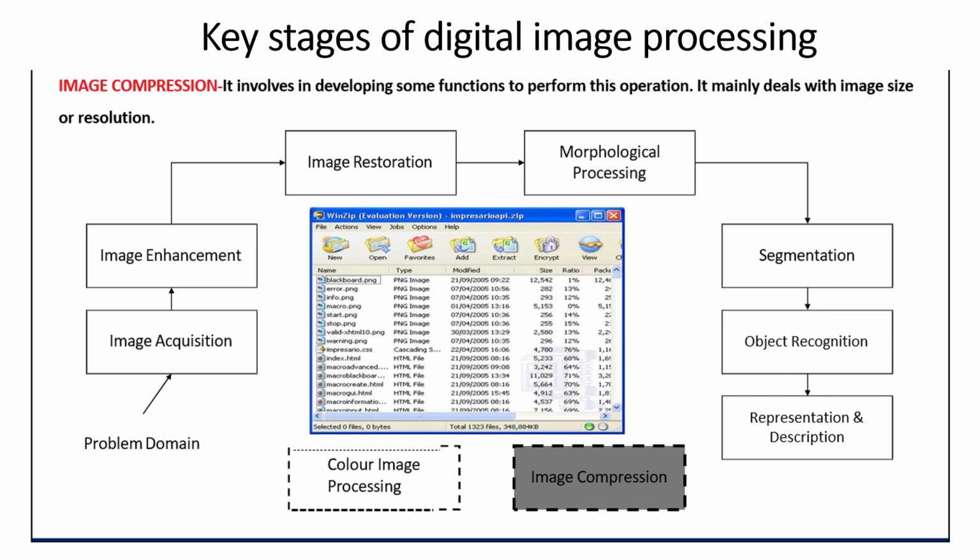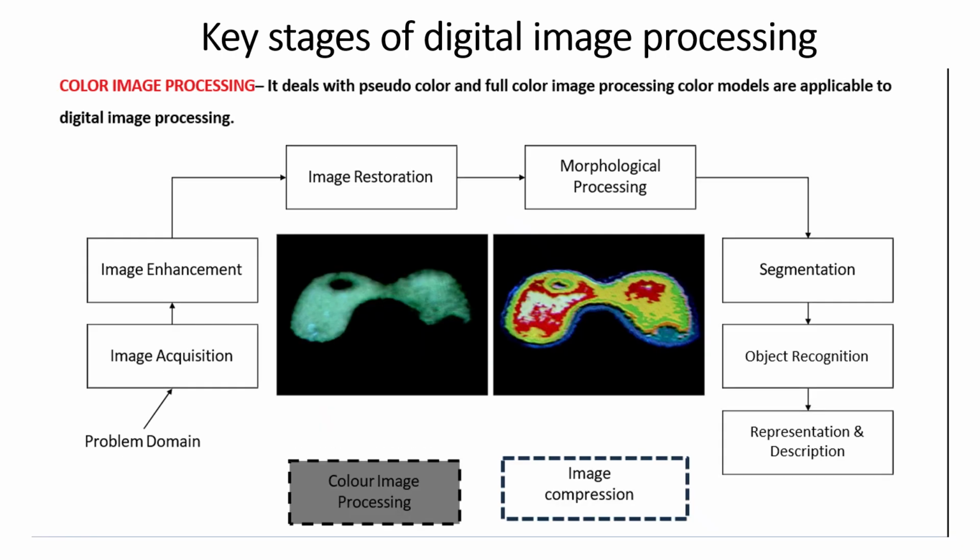Next comes image compression. It involves developing some functions to perform this operation. It mainly deals with image size or resolution. We can see this PNG image and its corresponding size. So when we want to reduce the size, we go for the image compression block.